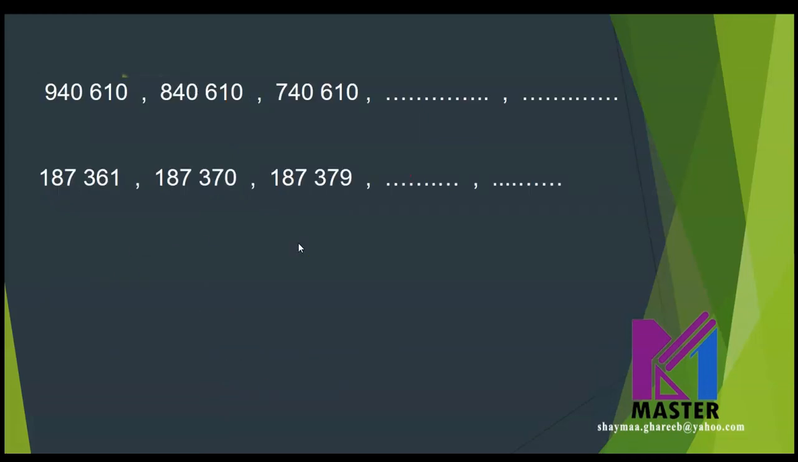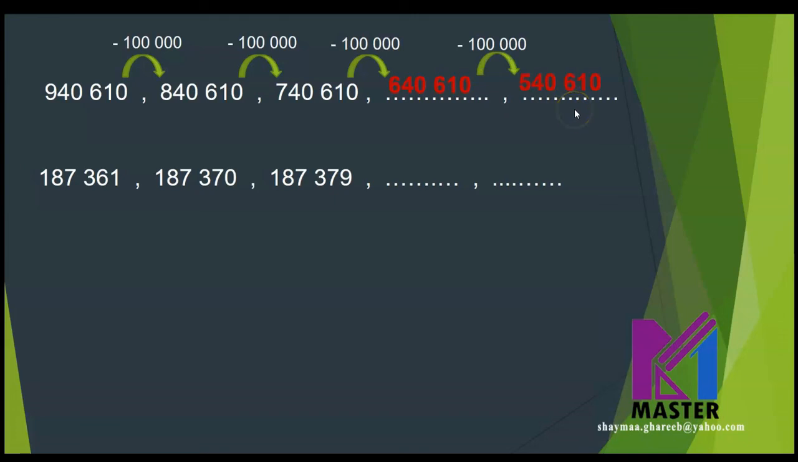Now look at this sequence. The first one, what's going on? We added, or we subtracted. 940,000 became 840,000. So we subtracted 100,000. We are going to check the next two terms. It's also subtracting 100,000. So I'm going to subtract 100,000 each time. So it will be 640,610, then 540,610.